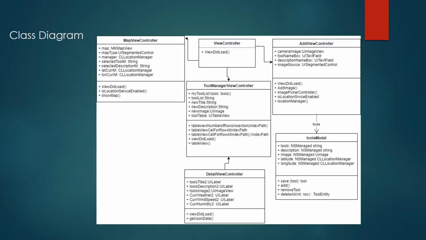It will also show the description of the tool, and then there will be a button for a map. If they decide to click on that, it will take them to the map view controller, which will show where the tool is located. And in the map view controller, we have three different views. We have the satellite view, we have the hybrid, and we have just the regular one. And that's the class diagram.